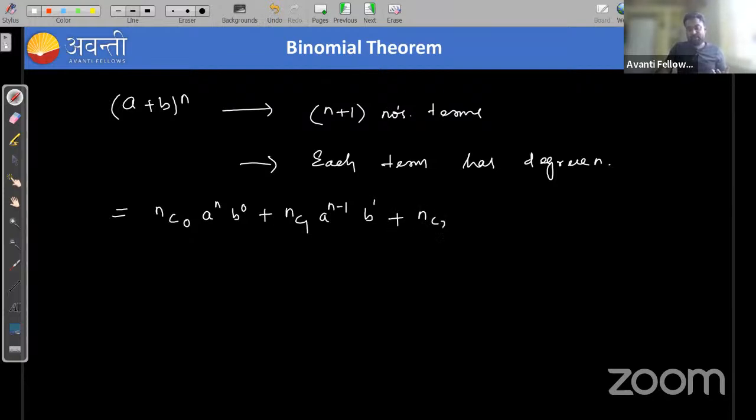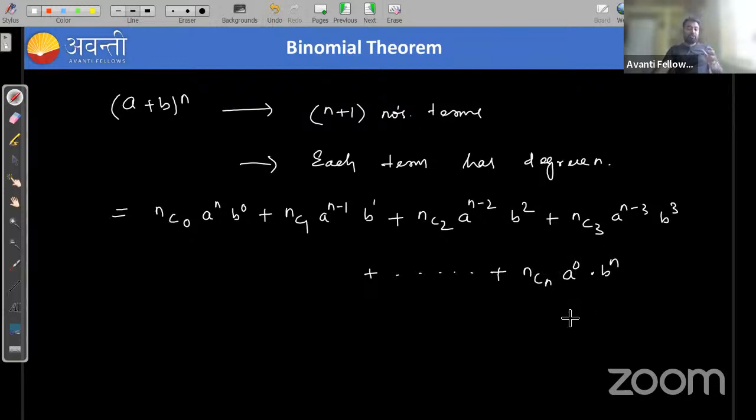Similarly, nC2 a to the power n minus 2 b to the power 2. Similarly, plus nC3 a to the power n minus 3 b cube, and so on up to nCn a to the power 0 into b to the power n. So actually this is the binomial expansion of (a plus b) to the power n, where n is a non-negative integer. Okay, we are first discussing the case when the index is a non-negative integer.